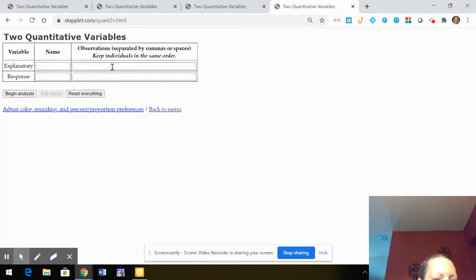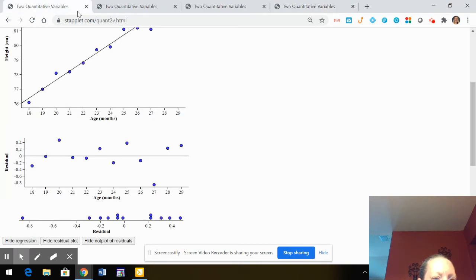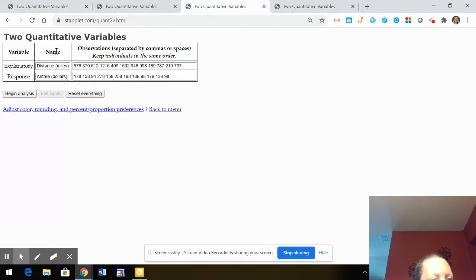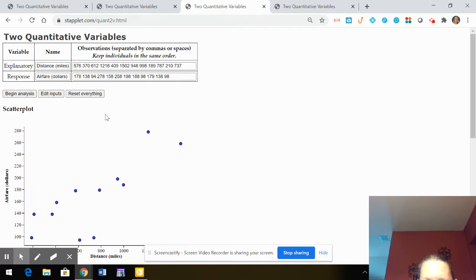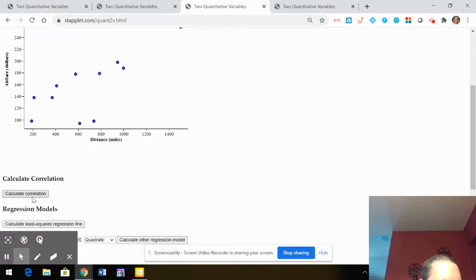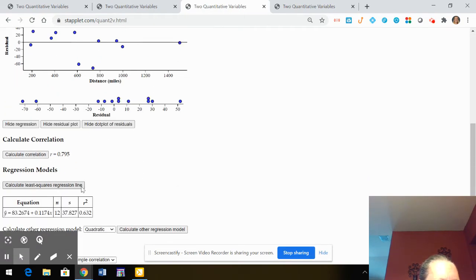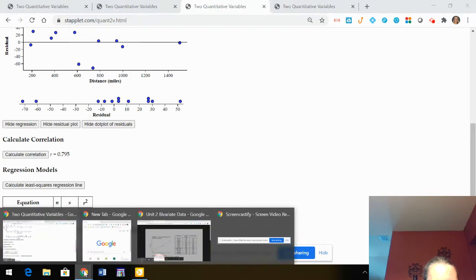make sure you put in units of measure, typed in my data, and that's what it looks like. Begin analysis, okay, calculate correlation, do all the rest of it, okay? So this is just like those last ones in doing it.